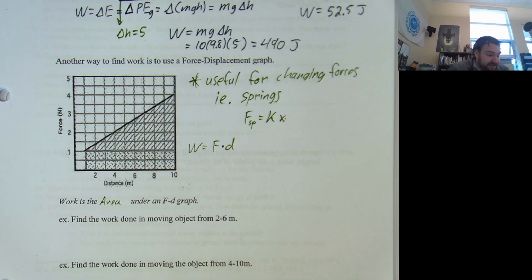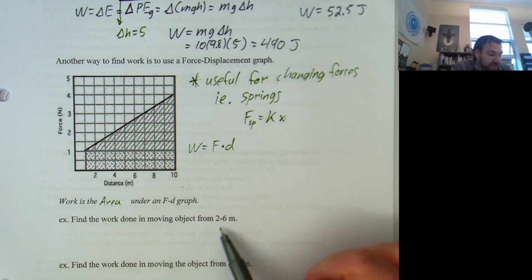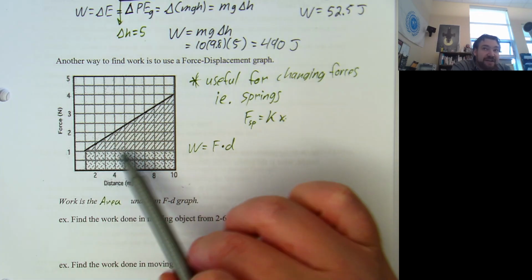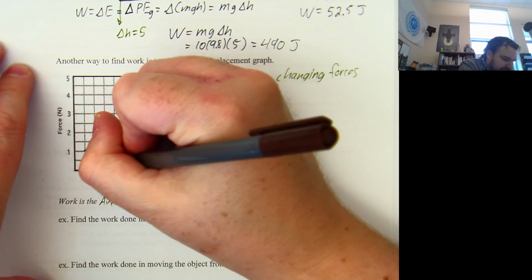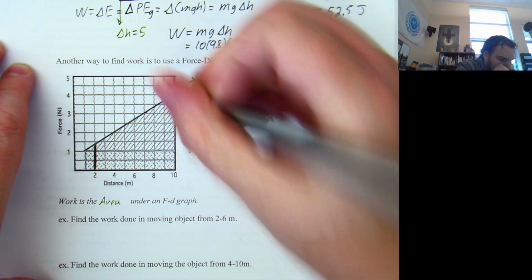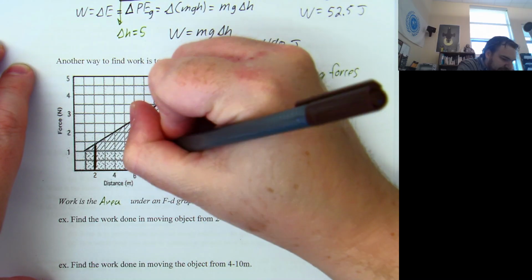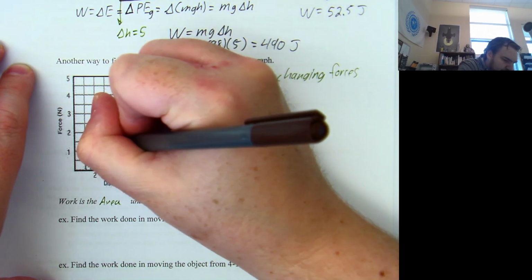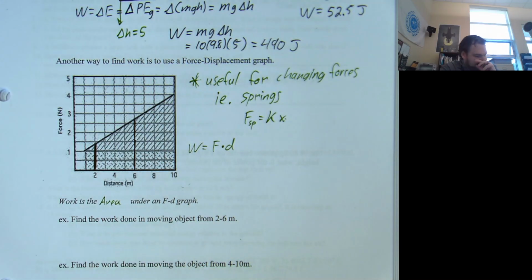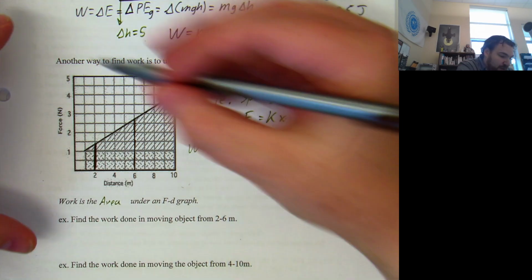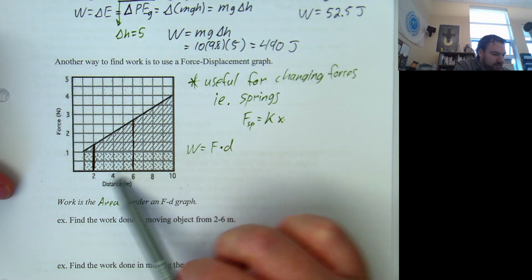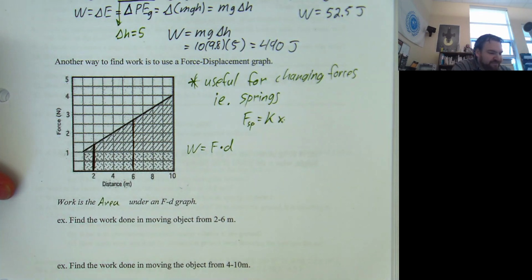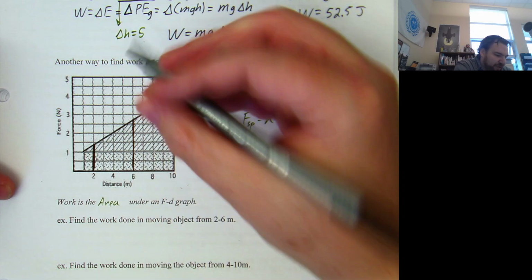Well, the question out here now asks, what is the work done in moving an object from 2 meters to 6 meters given this information? Okay, well, the 2 meter mark is right here. The 6 meter mark is right here. And so if I want to find the work done in moving that object, I need to find this space. So that's kind of an awkward looking space.